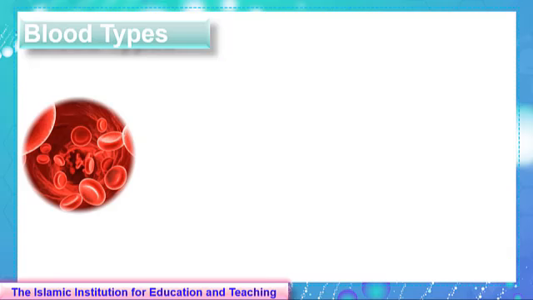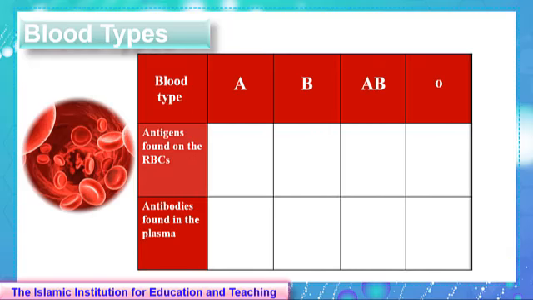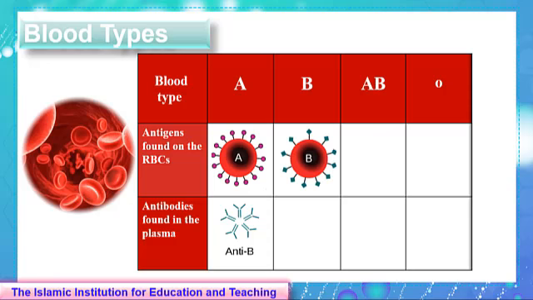Back to grade 8. Blood group A is determined by the antigen A found on the surface of red blood cells. In the plasma, anti-B antibodies are found. Antigens B determine blood group B, and anti-A antibodies are found in the plasma.